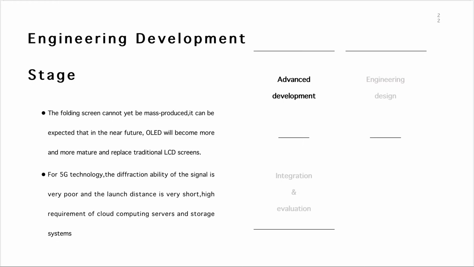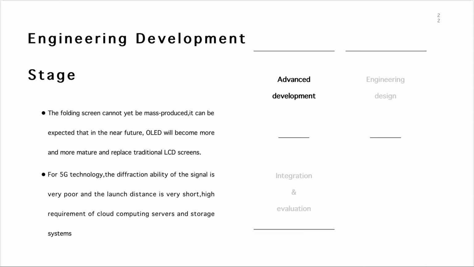So the first one is advanced development, and there are many challenges and uncertainties in the developing process. First, we all know that the advanced smartphone is a product which applies many new cutting-edge technologies, such as the folding screen technology, 5G technology, high-quality AI chip, and new batteries, and so on.